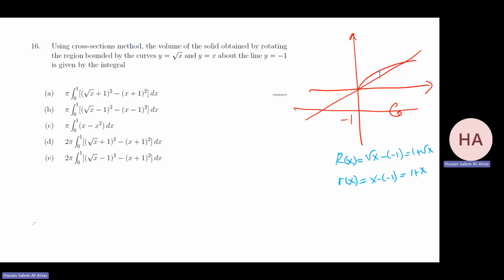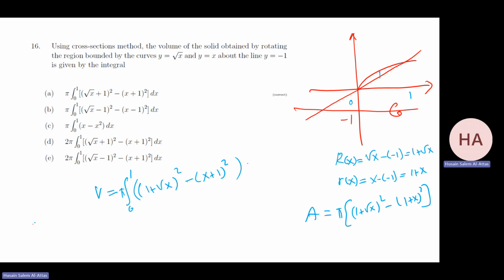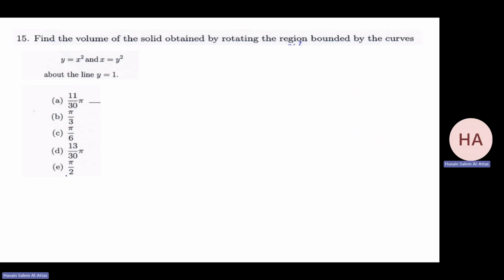And from where to where? From 0. The point of intersection is 1, very clear. So the volume will be pi times the area. What is the area? Do it this way: 1 plus the square root of x squared minus 1 plus x squared, from 0 to 1. Don't forget the dx. Okay. Next one.